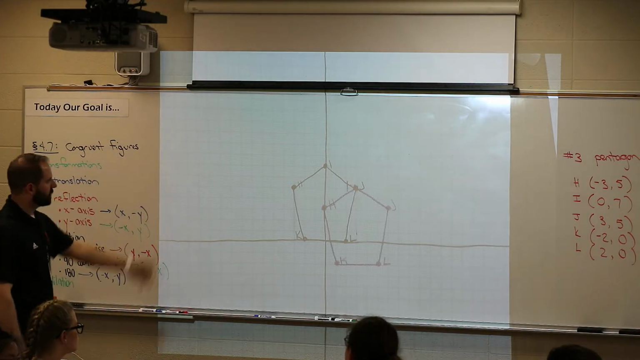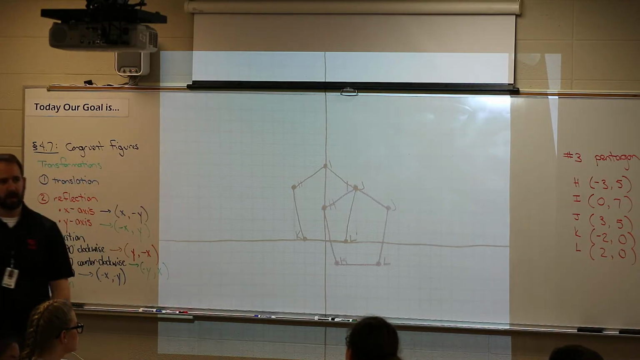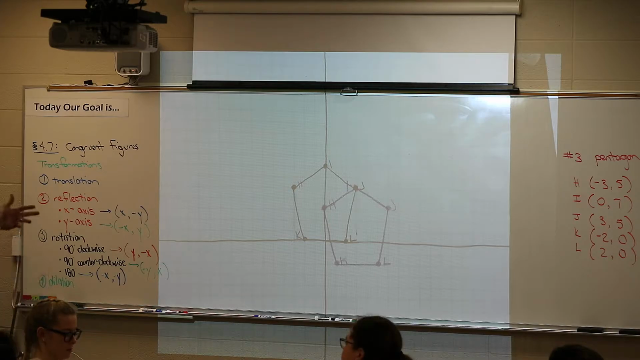When we rotated, this J came to here because of the way that it turned. So that's why I can tell the difference instantly. Did you rotate or did you reflect? Because of where the letters land. So does that make sense why I showed you both of those?